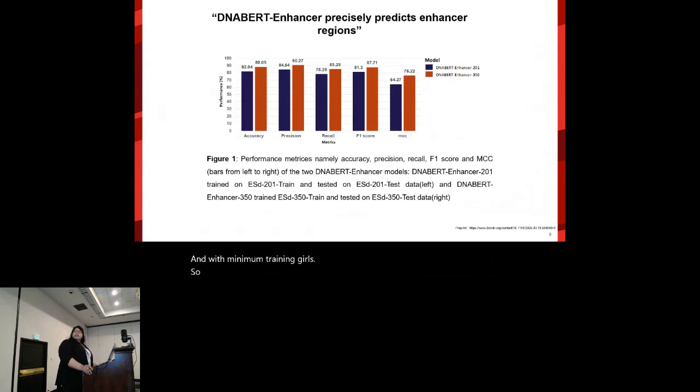Now we have two models, namely DNABERT-Enhancer 201 and DNABERT-Enhancer 350. Both these models precisely predict the enhancer regions with good performance metrics, where DNABERT-Enhancer 350, with an accuracy of 88%, performed better compared to DNABERT-Enhancer 201, which has an accuracy of 82%. This indicates that the longer enhancers contain more regulatory information, thus providing more sequence context than the shorter regions.